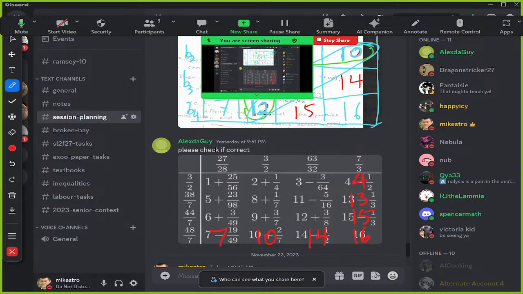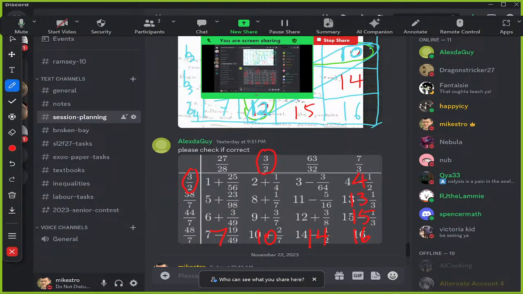Yeah, so I think one way to get started, which is pretty nice, just kind of do the easy ones first, yeah? So you have 3 over 2 times 3 over 2, yeah? What's that? Do you know how to multiply fractions?